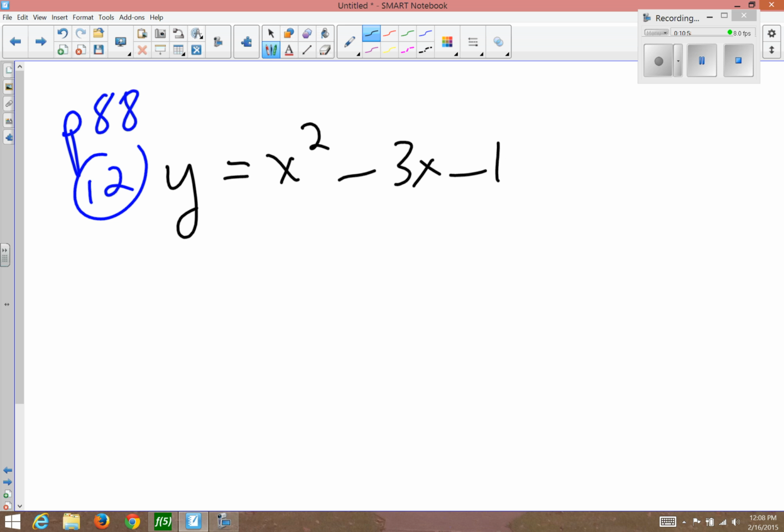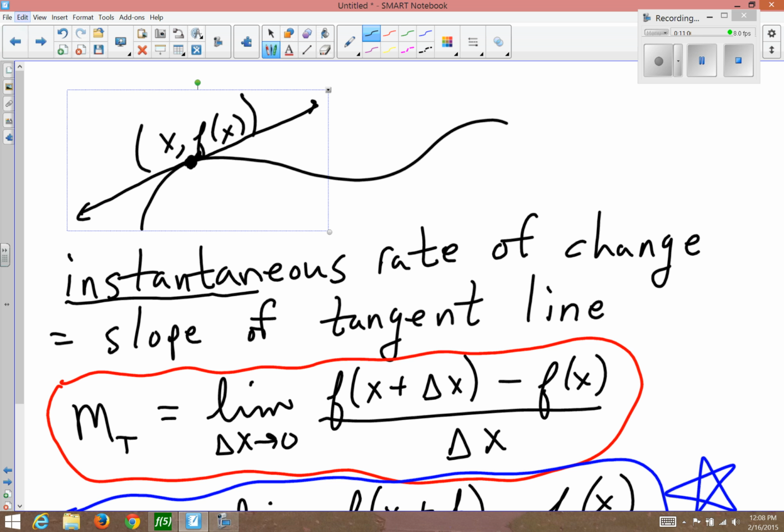The phrase slope of the curve and slope of the tangent line mean the same thing. When we have a curve, at any point on the curve, like here, you can make a tangent line. Over here, I can make a different tangent line. Over here, I can make a tangent line. Pick any point on the curve, I can make a tangent line. When we say the slope of the curve, we mean the slope of the tangent line at a specific point.